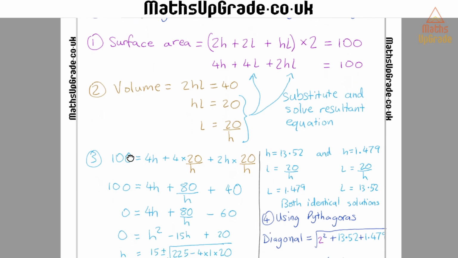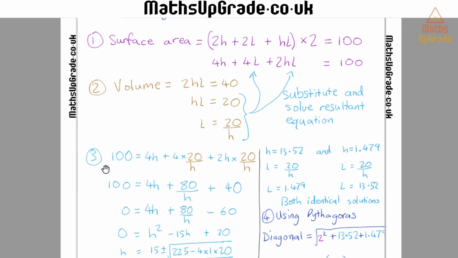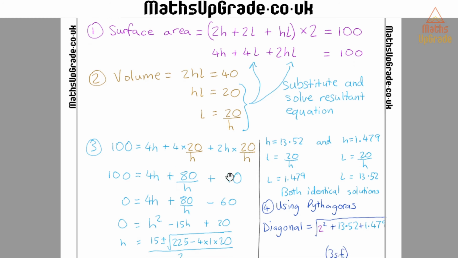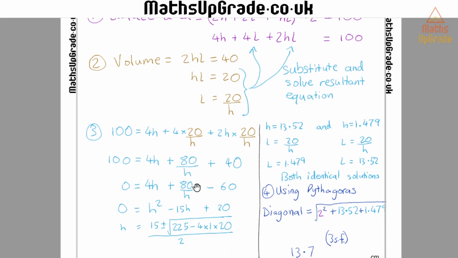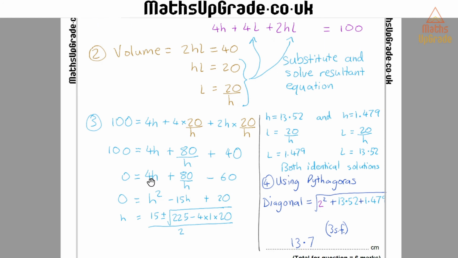Substituting it in, I get this here at the bottom. So 100, which is here, is equal to 4h plus 4l, which is 4 times 20 over h, plus 2h times l. So 2h times 20 over h. I'm just going to neaten this up a bit by combining the 4 times 20 and the 2h times 20, and these two h's cancel each other out. Now what I'm going to do is subtract 100 from both sides, which gives me 4h plus 80 over h minus 60.